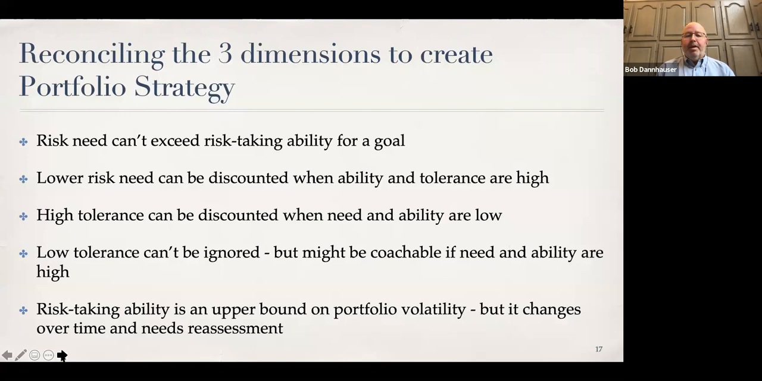So we say low tolerance can't be ignored, but it might be coachable if the need is high and the ability is high. So this is a client who, by virtue of your discussions with them and whatever survey instruments you may have used, reveals that they have a very, very conservative posture on risk. And yet they have a high risk need and a high ability to take risk. There are some who would say, this is not a client where you move off that low risk posture. They've expressed to you, you've solicited the information, you understand that they don't have tolerance for risk. And so to introduce risk into the portfolio in any meaningful way is a mistake.